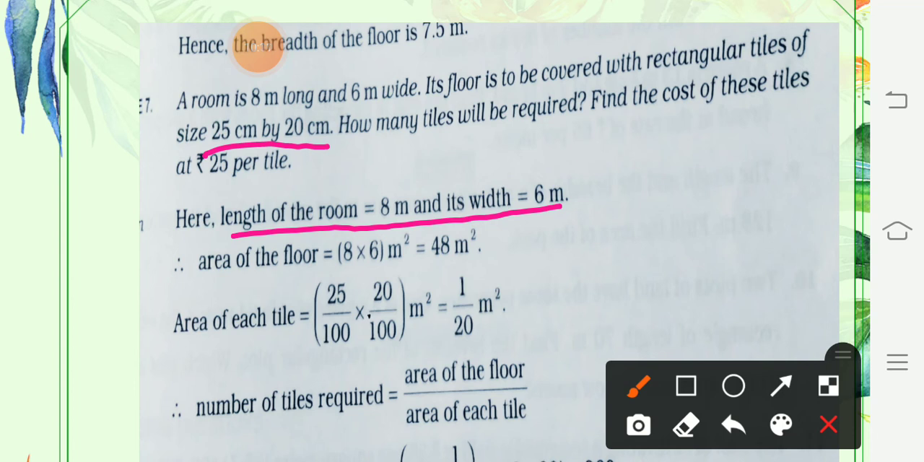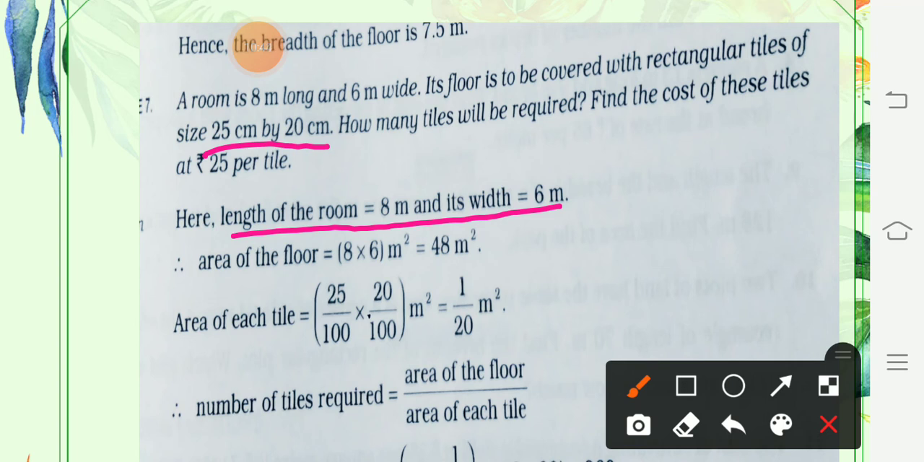So the first concept, सारी units एक जैसी होनी चाहिए. Now the question is how many tiles will be required. Find the cost of tiles at ₹25 per tile. ये हम बाद में सर्च करेंगे. Now first concept is to find how many tiles will be required. So find out how many tiles will be required. We need area of big divided by area of small. So the area of big is area of room and the area of small is equal to area of rectangular tiles.